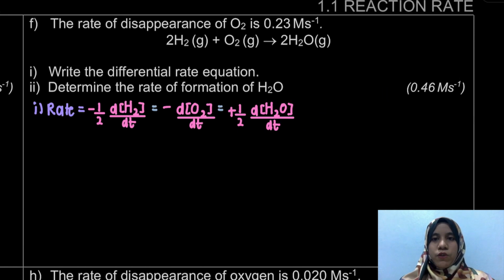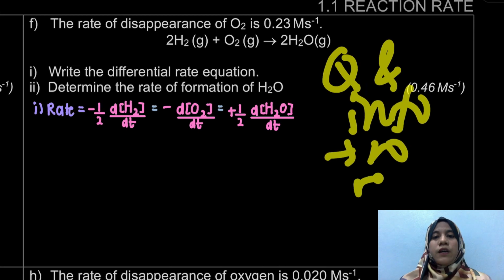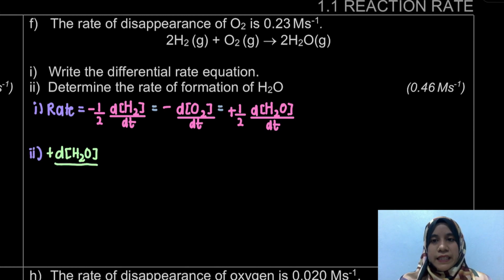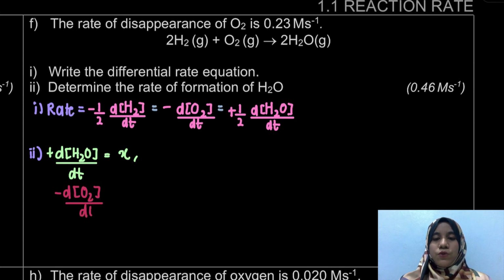Question number 2, rate of formation of H2O. So remember, from the question dengan information, don't have to include the ratio. So we're just going to write down formation is a positive sign. So positive d[H2O]/dt is equal to our unknown. Okay, but then the information given, rate of disappearance is negative. So here -d[O2]/dt is equal to 0.323 molar per second.